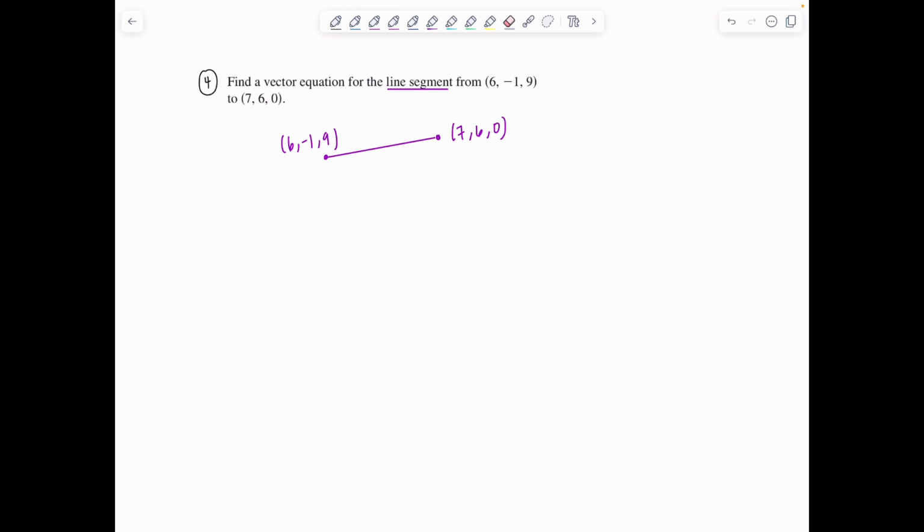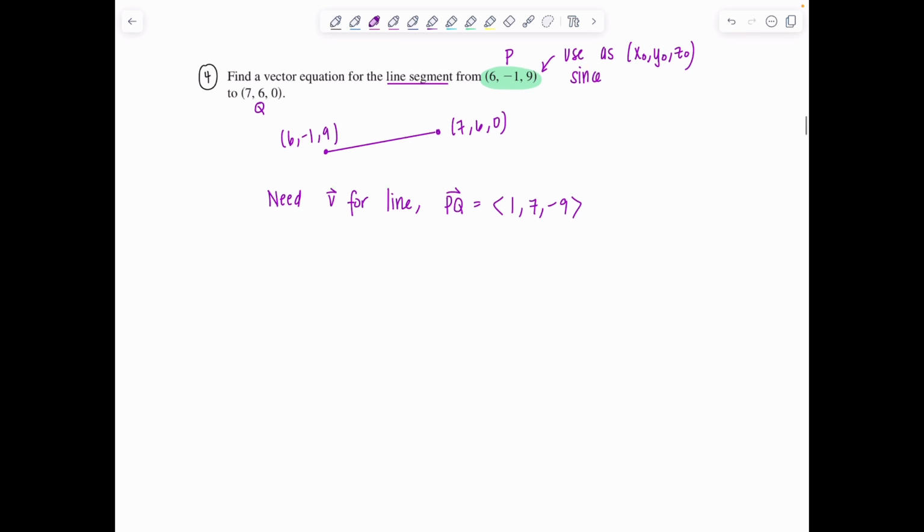I need a direction vector for the line. So I'm going to do that by connecting these 2 points. Let me call them P and Q. So PQ would have components 7 minus 6 is 1, 6 minus negative 1, that's 7, and then 0 minus 9, negative 9. Okay, so I can use that as my direction vector for my line, and then pick your favorite point to use for x naught, y naught, z naught. I'll just use this one. Actually, since we're starting there, I do have to use it. You have to use that as x naught, y naught, z naught, since the segment starts there.